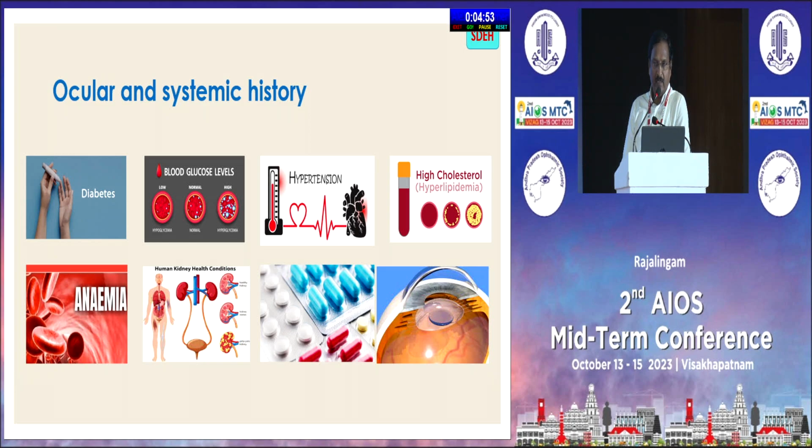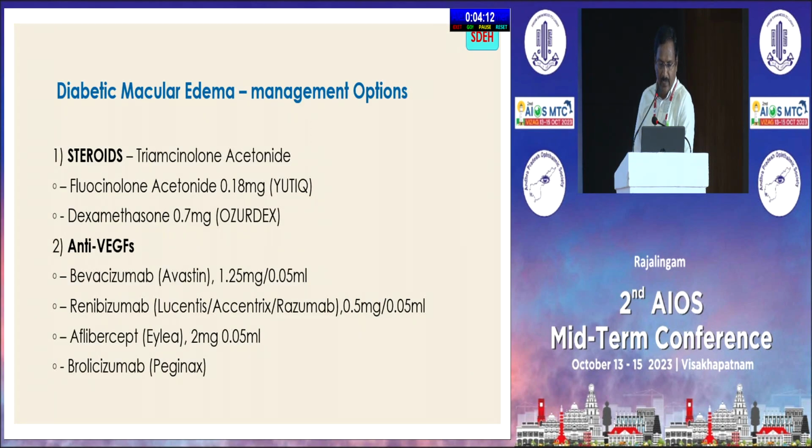You always have to ask the duration of diabetes, check the level of hyperglycemia, and ask whether the patient is suffering from hypertension, hyperlipidemia, anemia or any renal problems. At the same time, take the drug history, because some drugs like prostaglandin drugs can cause macular edema. You have to take the history of any ocular surgeries, because cataract surgery with pseudophakia can cause cystoid macular edema, so that we can differentiate between cystoid macular edema and diabetic macular edema.